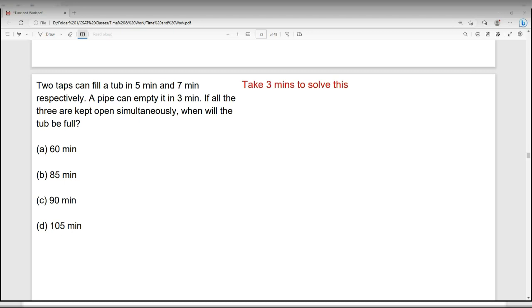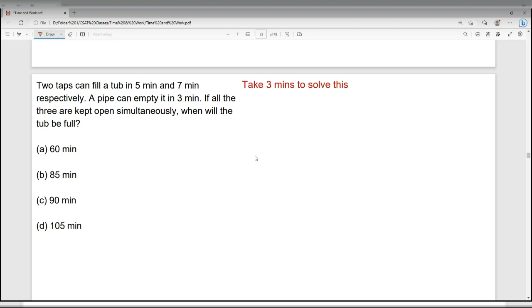So we'll see how to do this. In this question, it's about the taps. They're saying 2 taps can fill a tub in 5 minutes and 7 minutes respectively, and a pipe can empty it in 3 minutes. If all the 3 are kept open simultaneously, when will the tub be full?